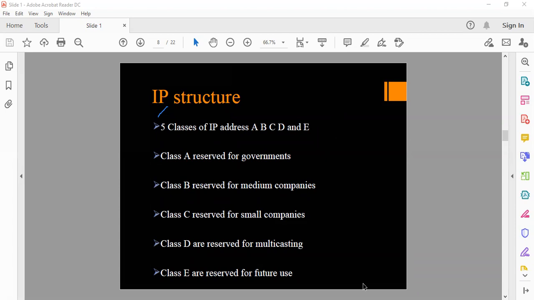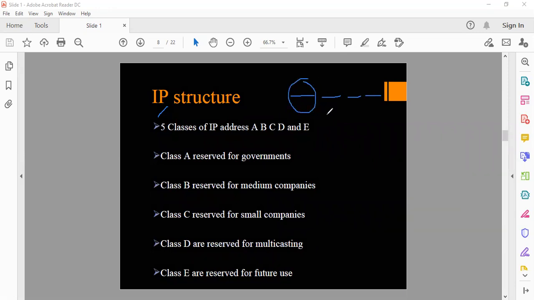Suppose we have four octets. The first octet will be used for the network, and the other three octets will be used for hosts. Only the first octet is used for the network part of addressing, while the other three octets are used for host addressing.